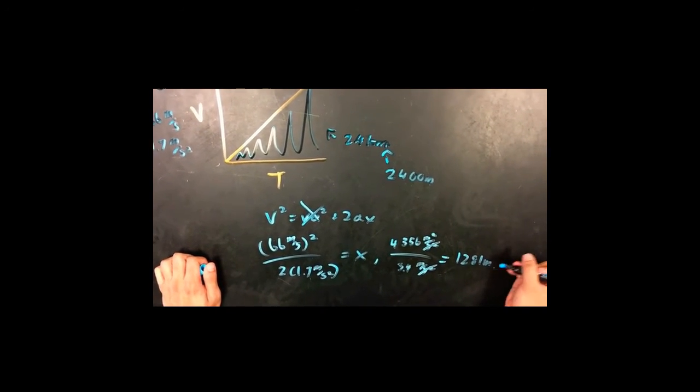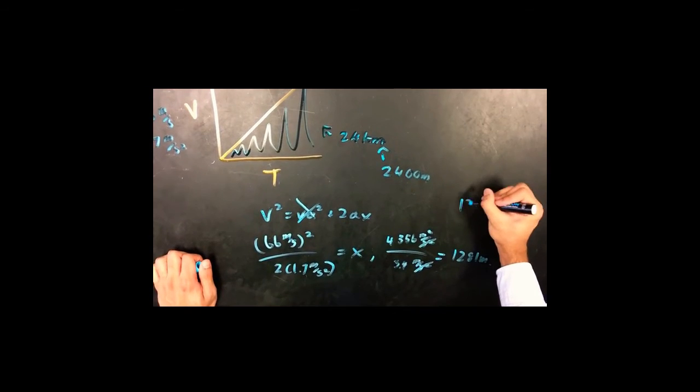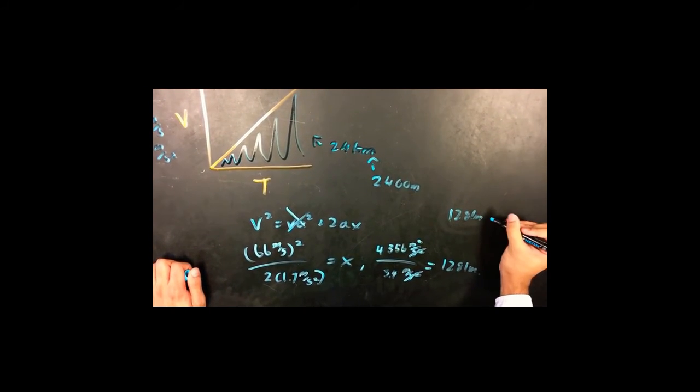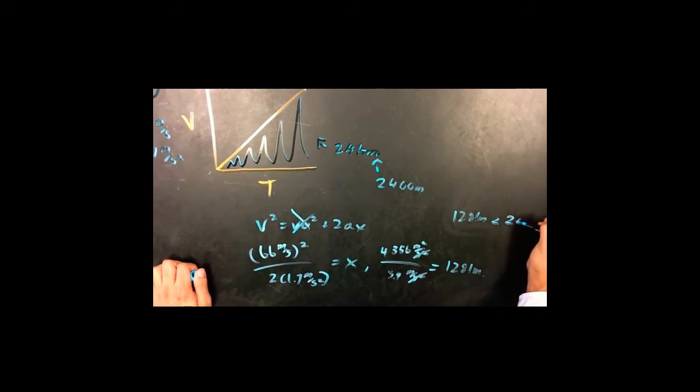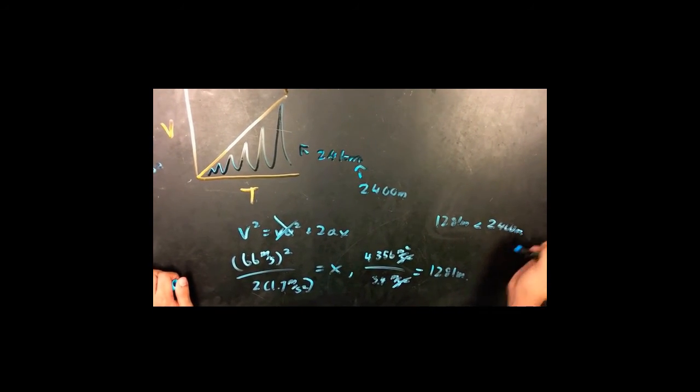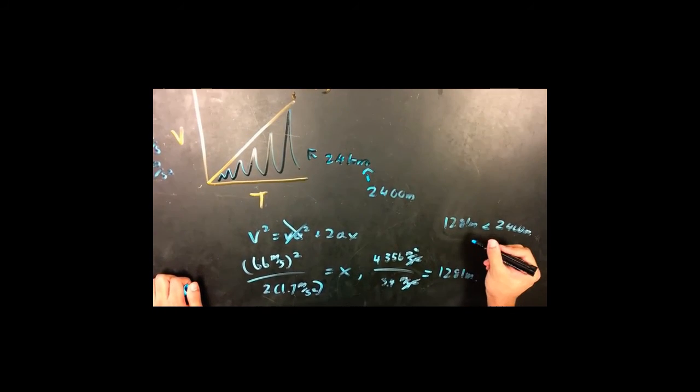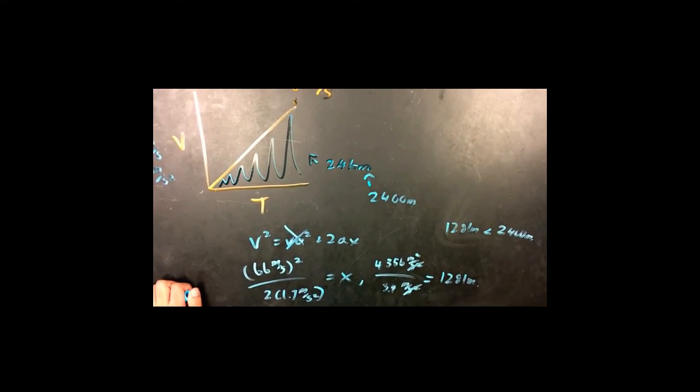We know 1281 meters is a value that is less than 2,400. Therefore, we can safely assume that it will travel the runway safely.